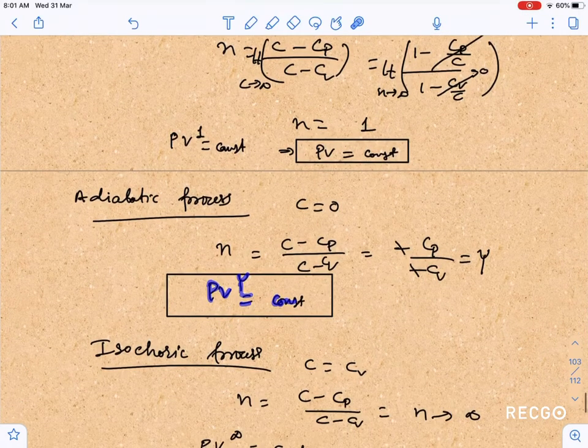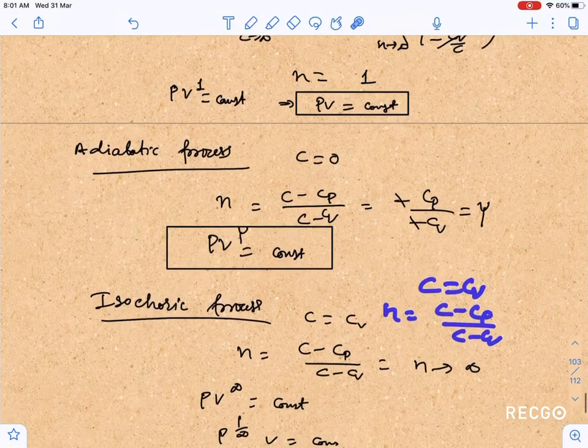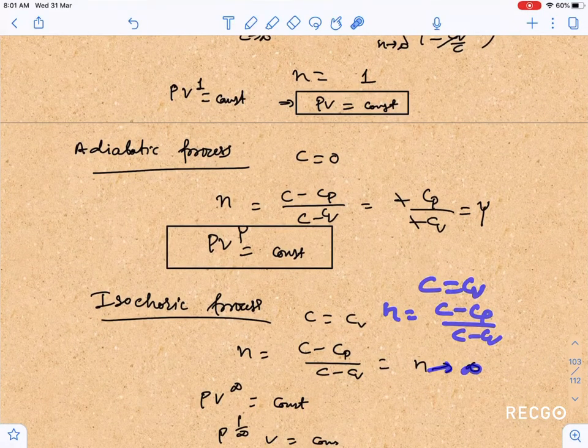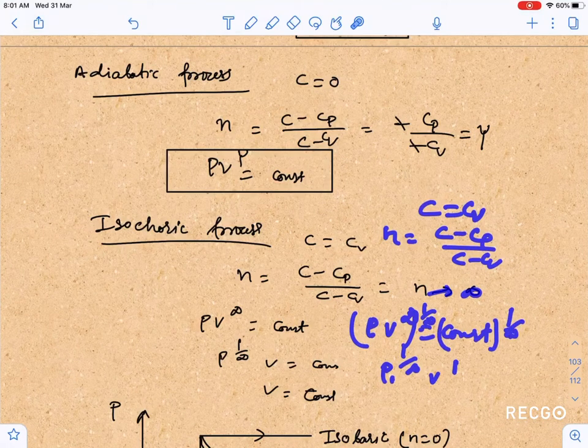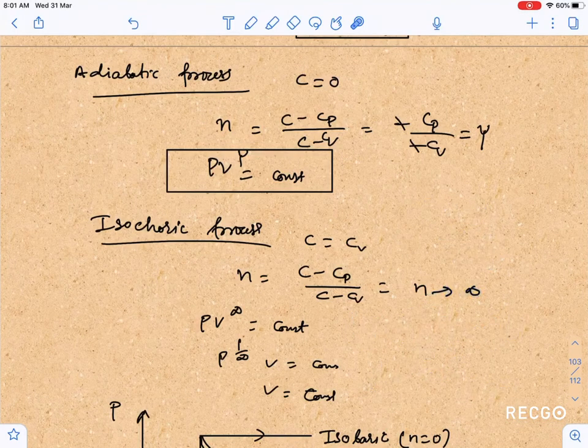Now guys, next isochoric process. So for isochoric process, C is equal to Cv. When you put C is equal to Cv, in n, C minus Cp upon C minus Cv, this n becomes infinity guys, n tends to infinity. So I can say that PV to the power infinity is equal to constant, but I can write this as P to the power 1 by infinity, V to the power 1, because I have taken 1 by infinity on both sides. So P to the power 1 by infinity, V to the power 1 is equal to constant. So this becomes 0 guys. So V is equal to constant. So this process is known as isochoric process.